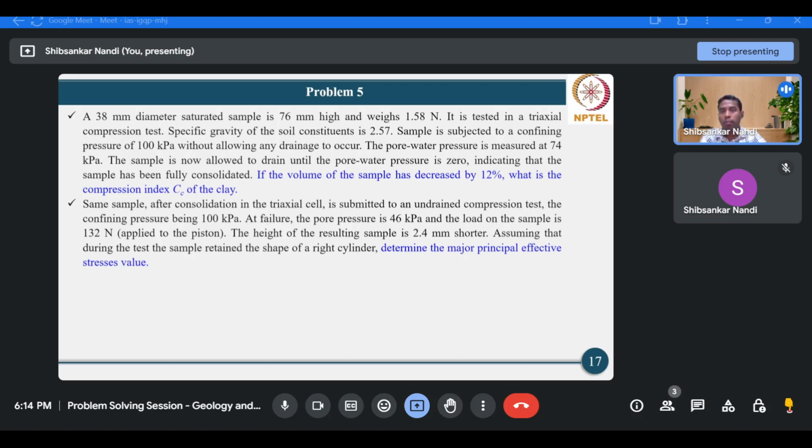Now coming to the second part, the same sample after consolidation in the triaxial cell is submitted to an undrained compression test, the confining pressure being 100 kPa. At failure, the pore pressure is 46 kPa and the load on the sample is 132 Newton, which is applied to the piston. The height of the resulting sample is 2.4 mm shorter. Assuming that during the test the sample retained the shape of a right cylinder, determine the major principal effective stress value.